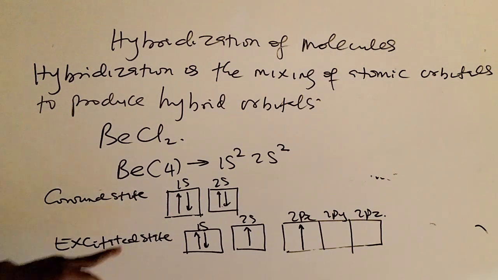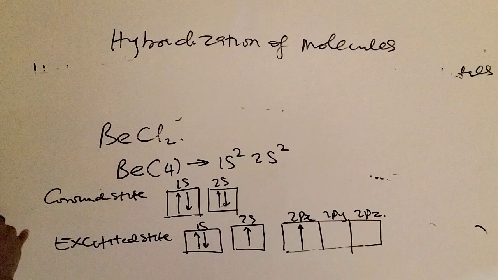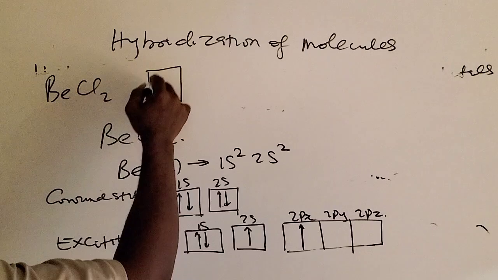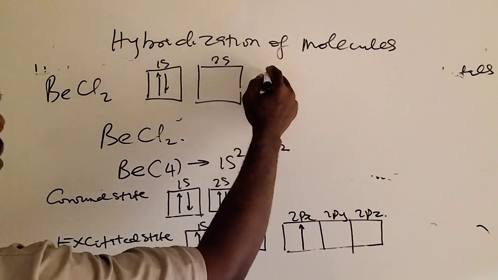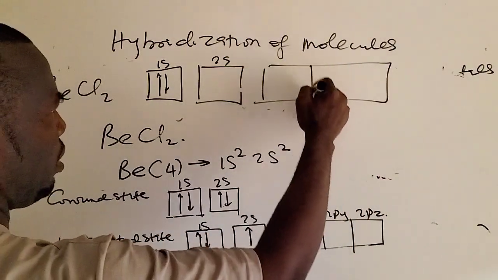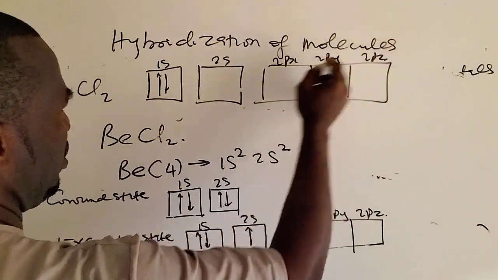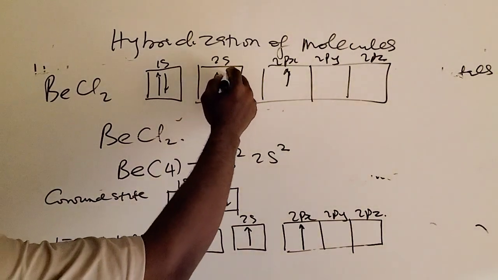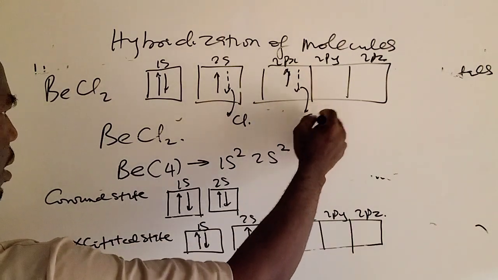We now want to bring in chlorine atoms. So two chlorine atoms will now come in to mix with the beryllium orbitals. So how is it going to be? In beryllium chloride, the two chlorine atoms will bring one electron each. So let's see what will happen here. We have 2s, and 2p, 2px, 2py, 2pz, empty, one here. So the two chlorine atoms, one from here, will now move into this place. This electron from chlorine, and that chlorine electron enters here.